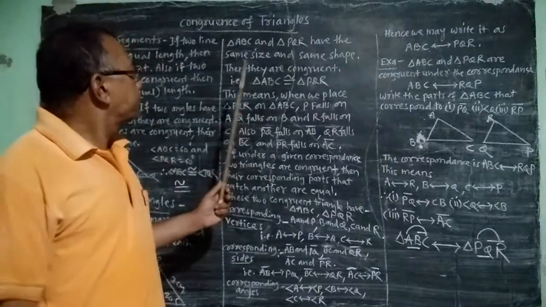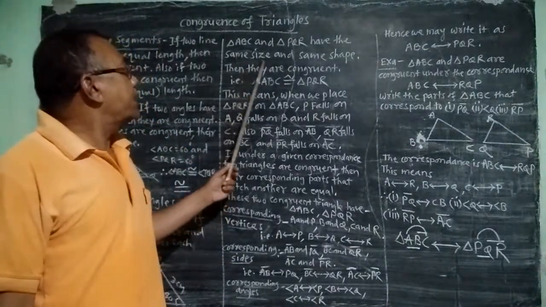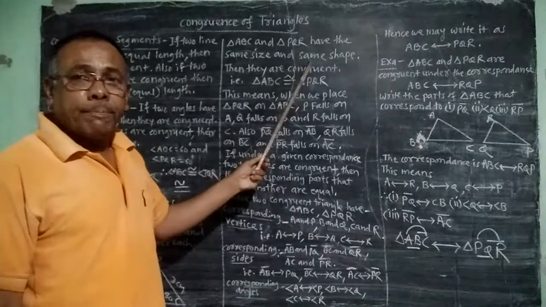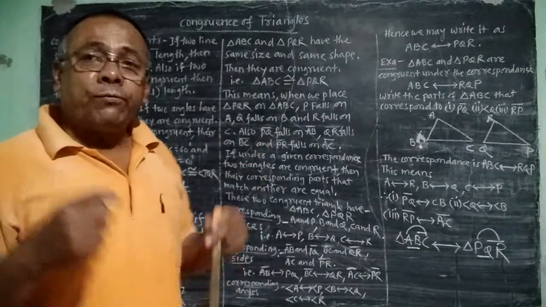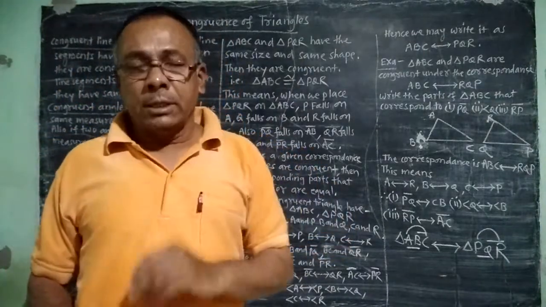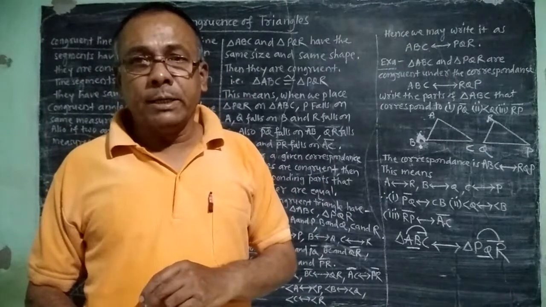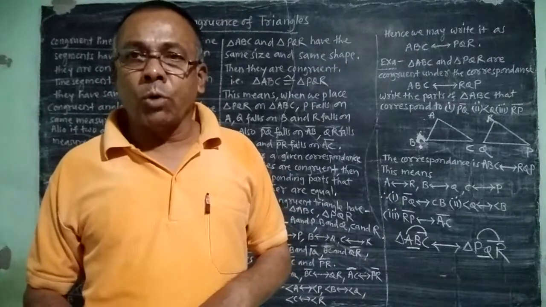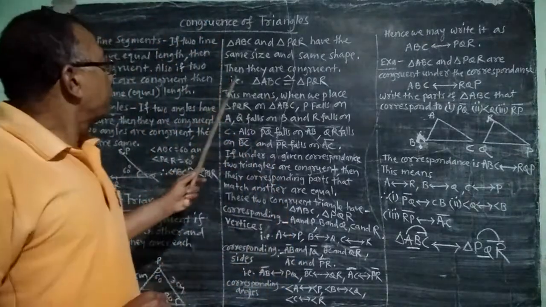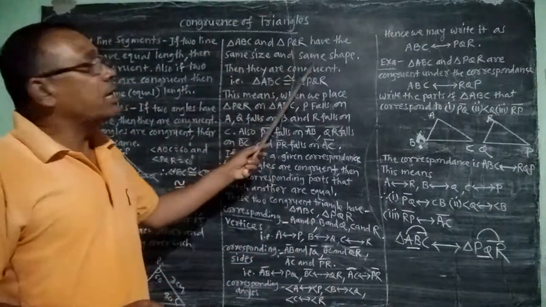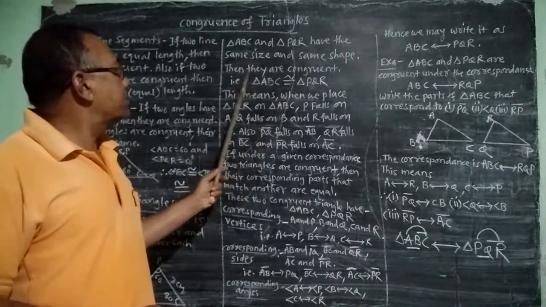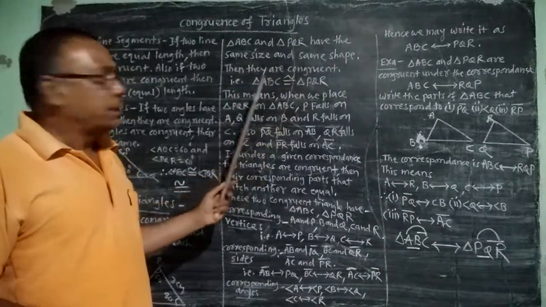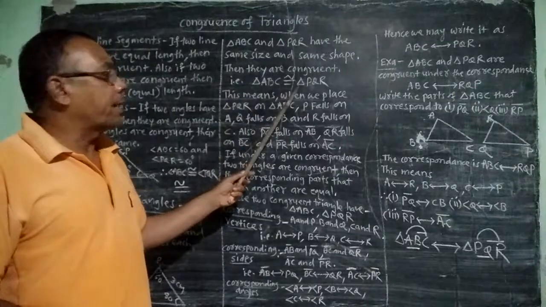So here we can say that if one triangle is small and another is larger or bigger, then also it is not possible that they are congruent. Here if size and shape are the same, then we can say that they are congruent, that is triangle ABC is congruent to triangle PQR.